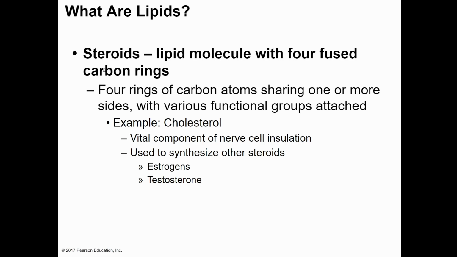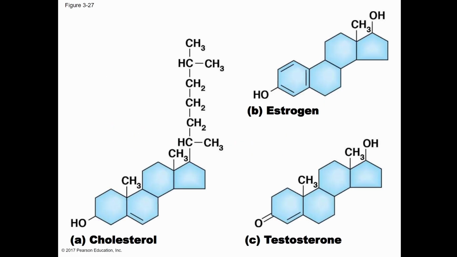And finally, steroids take on a ring structure, and cholesterol is kind of the base example for the ring structure that we see in steroids. A ring-structured molecule is sometimes called aromatic, and these are vital components for nerve cell insulation, but mainly we're going to talk about them being used to synthesize other steroid hormones like estrogen and testosterone.